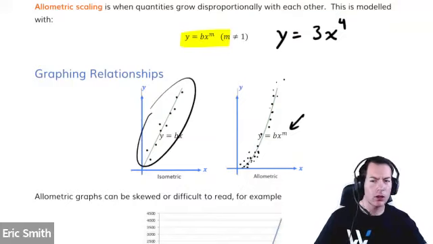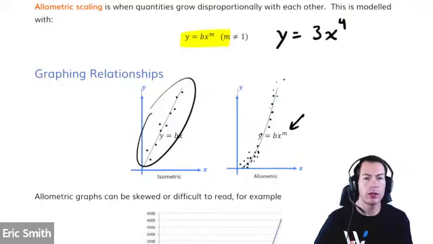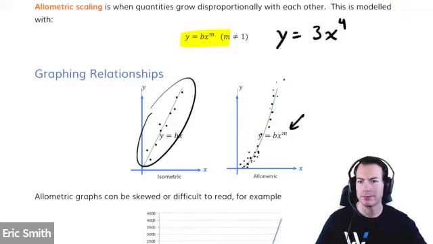Good question. Is it always going to be exponential? The answer is yes. Since that power is not going to be 1, you will get that nice exponential growth on there.